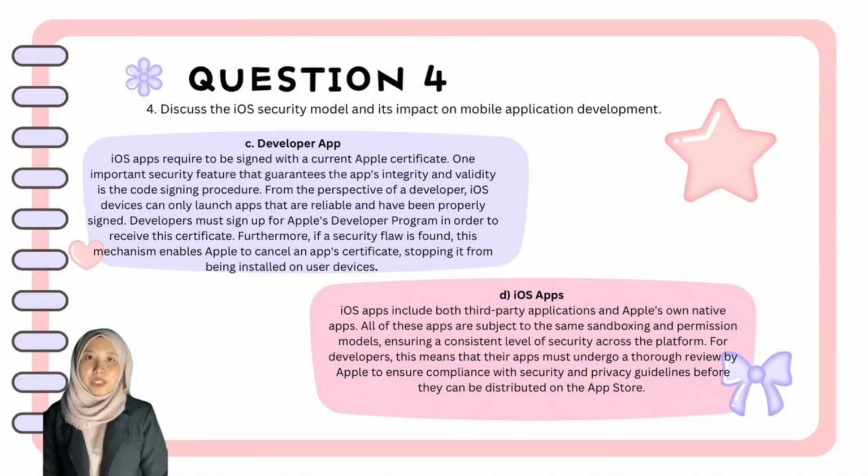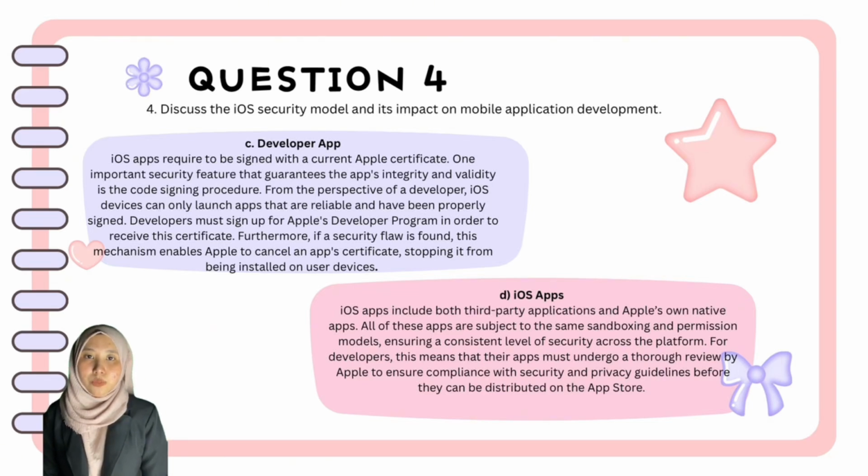C is developer app. iOS apps are required to be signed with a current Apple certificate. One important security feature that guarantees the app's integrity and validity is the code signing procedure. From the perspective of a developer, iOS devices can only launch apps that are reliable and have been properly signed. Developers must sign up for Apple's developer program in order to receive this certificate. Furthermore, if a security flaw is found, this mechanism enables Apple to cancel an app's certificate, stopping it from being installed on user devices.